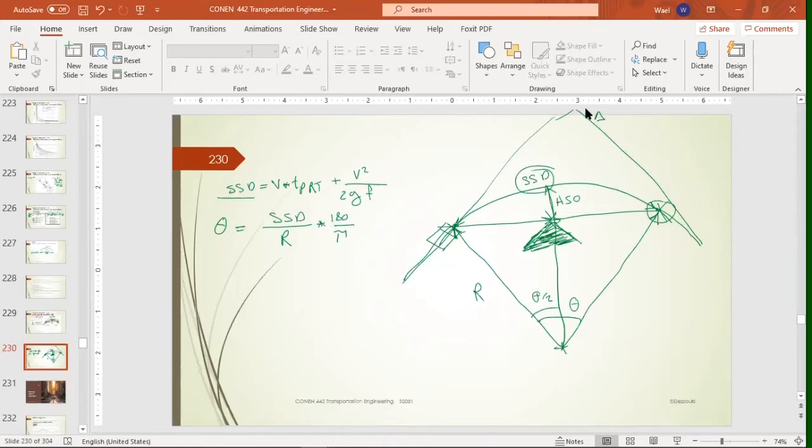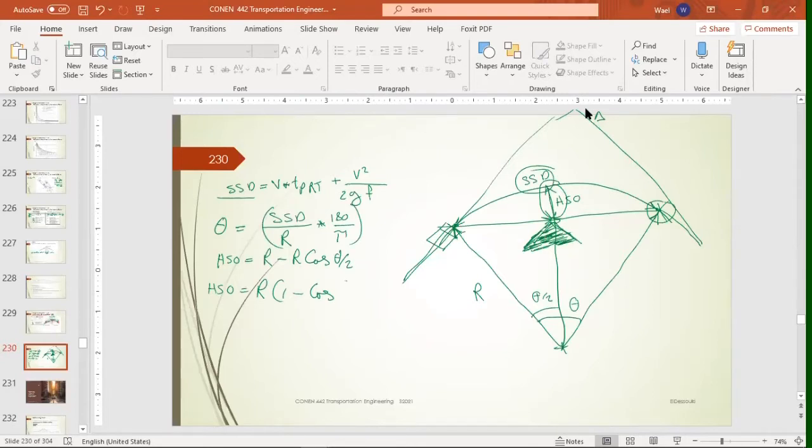Then this distance, that's the HSO, equals R minus R cosine theta. I'm sorry, cosine theta over 2, which is R multiplied by 1 minus cosine theta over 2. This is theta.